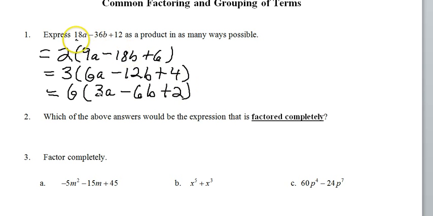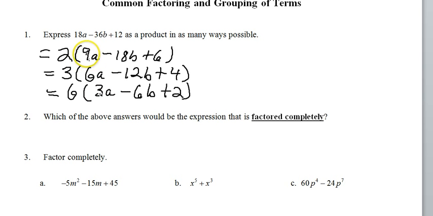Okay, is there anything else that goes into all of these? Does 4? No, it doesn't go into 18, but it does go into these two. 5 goes into none of them. 9 goes into these two, but not this one. 12 goes into these two, but not this one. In order to write it as a product, it has to be a common factor. So 2, 3, and 6 are the common factors. Which of the above answers would be the expression that is factored completely? It's the one where there's no more common factors left.